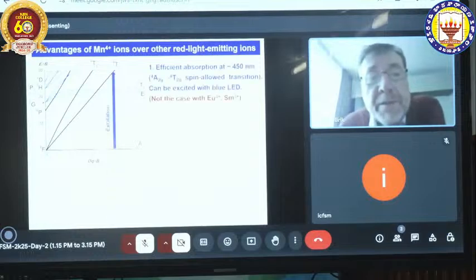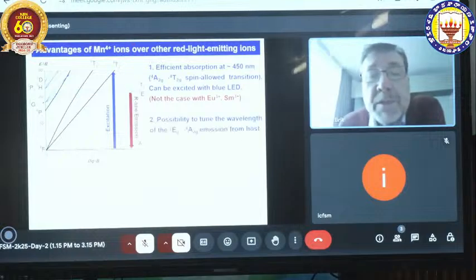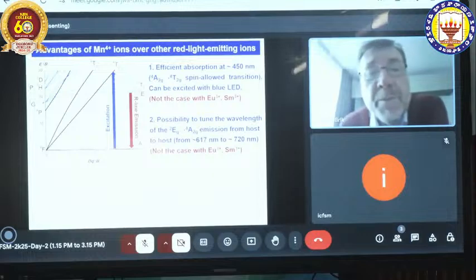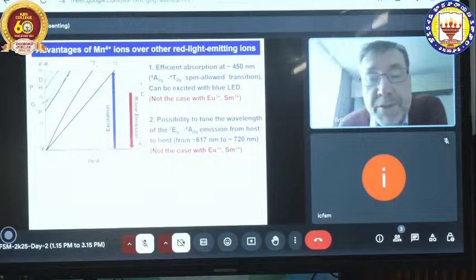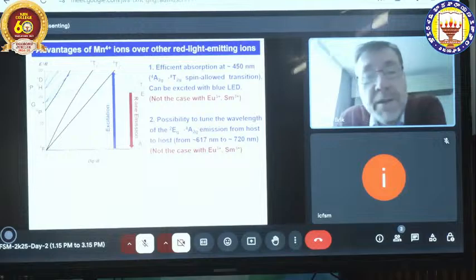So this is a very efficient excitation for the 4A2 to 4T2 transition, at about 450 nanometers. This excitation is accompanied by non-radiative relaxation and a spin-forbidden 2E to 4A2 emission, which is very sharp because it is spin forbidden. It is possible to shift this emission over a wide range. Here I have to emphasize that such a shift can be realized not in the same material, but if we simply use different phosphor materials.